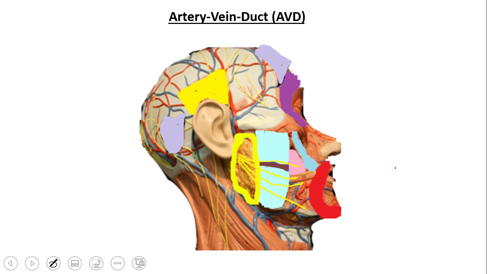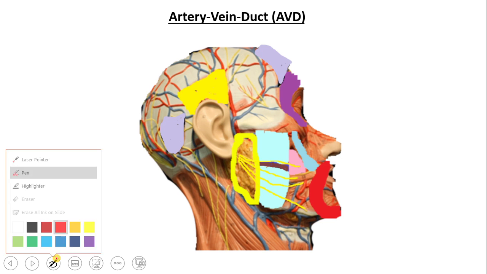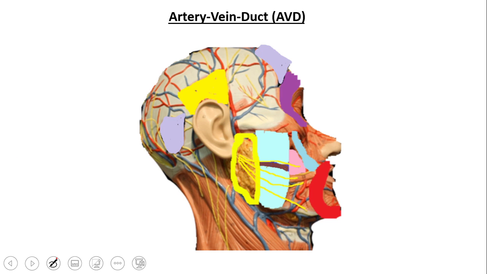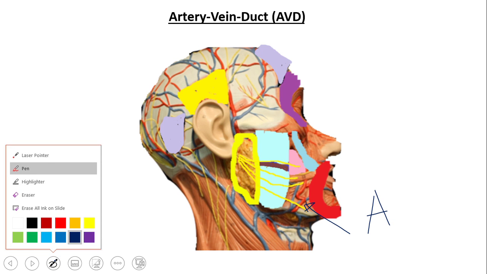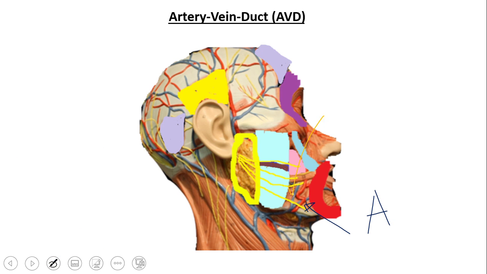Okay, there are three things here, and they have a very nice relationship that is very easy to remember. So this thread here is the facial artery. Right behind the facial artery, this blue here is the facial vein. And then if you go behind the vein, you will see this, which is the parotid gland duct. So from anterior going posterior, we have the facial artery, then facial vein, then the parotid duct, AVD.